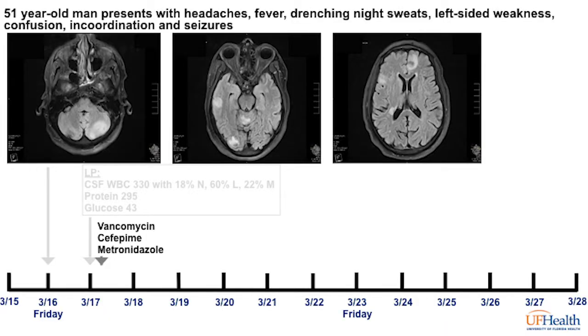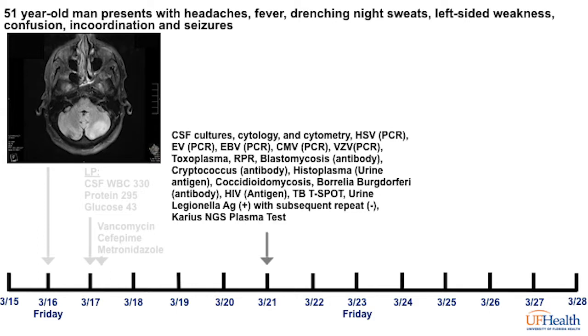He was started on vancomycin. I think you've all heard that one. Plus metronidazole, because good choice. All of the standard cultures and PCRs that you would do, I won't read the whole list, but the common ones were all negative. And we were kind of left scratching our heads as he was not improving on current therapy.